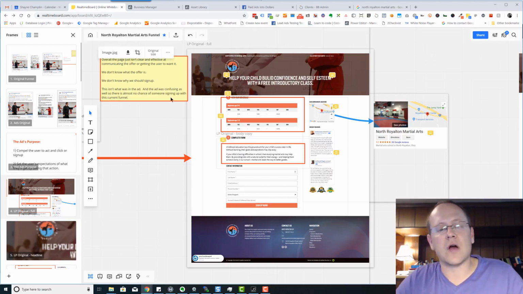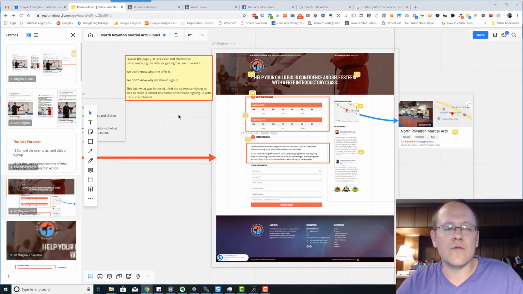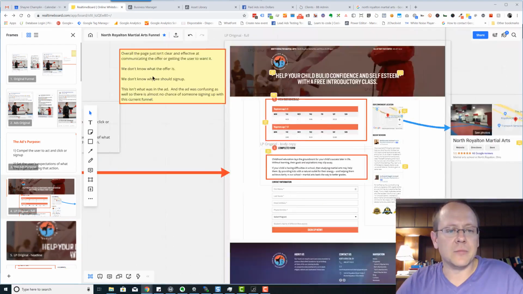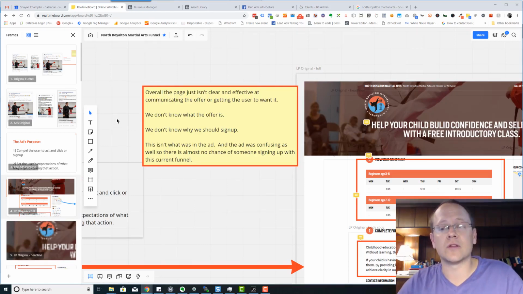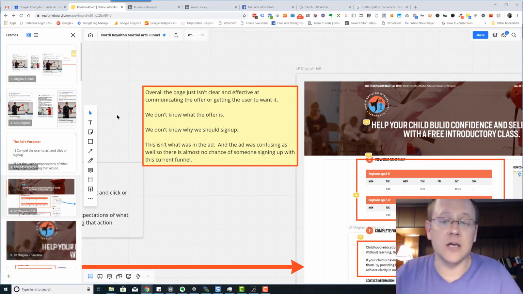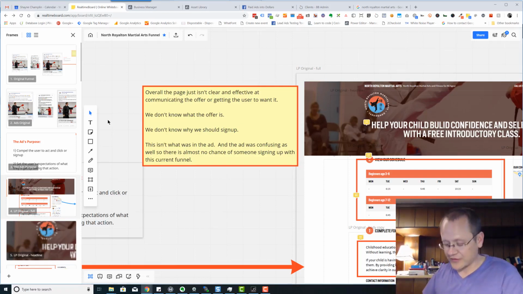Aesthetically, I don't see there's really a problem with it, but let's look at the overall top area here. Let's zoom in. I made a couple of notes. So overall, the page just isn't clear and effective at communicating the offer or getting a user to want it, right? That's what we want them to do. If we want them to sign up and come in and visit us, we need to give them a reason to do that. It needs to be a pretty good reason.